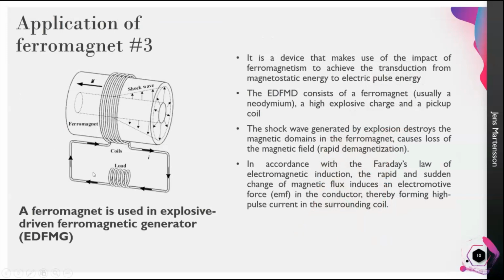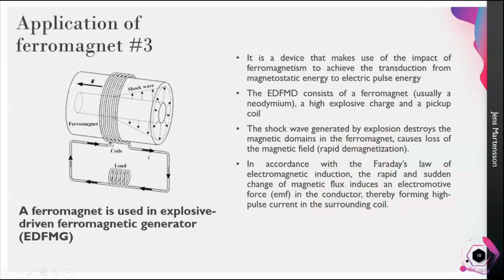Lastly, ferromagnets can be used in an explosive-driven ferromagnetic generator. Normally, we name it EDFMG. So EDFMG is a device that makes use of the impact of ferromagnetism to achieve the transduction from magnetostatic energy to electric pulse energy. The EDFMG consists of a ferromagnet, which is usually a neodymium alloy, a high explosive charge, and a pick-up coil.